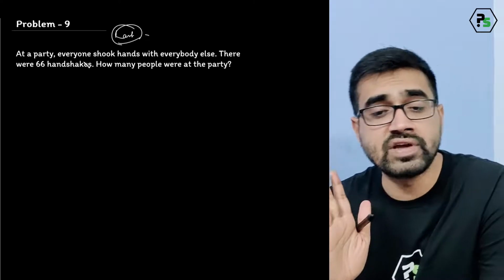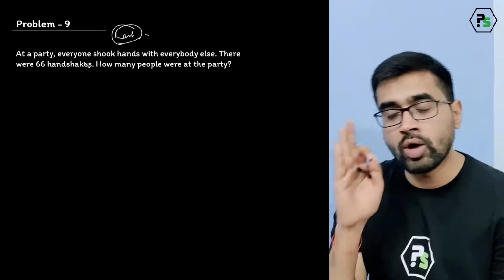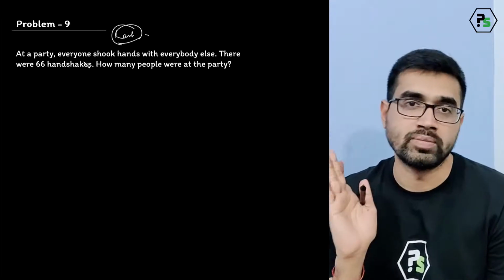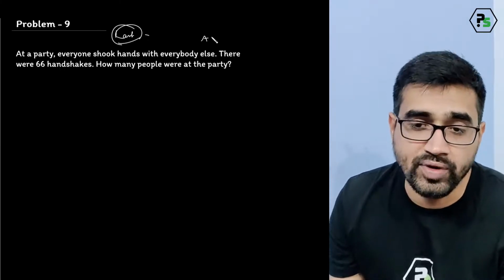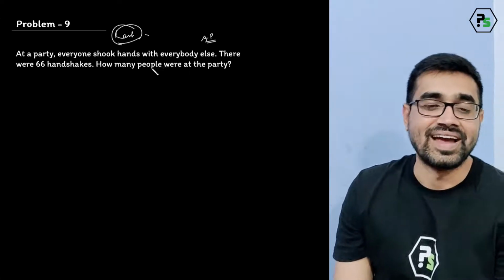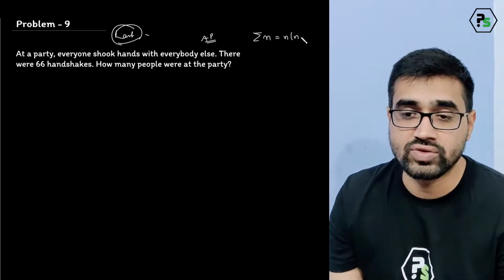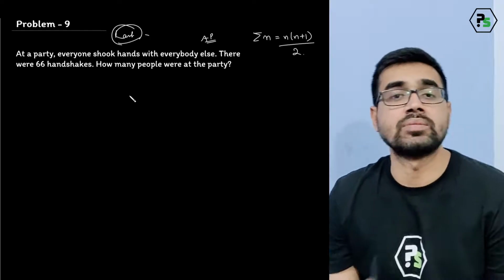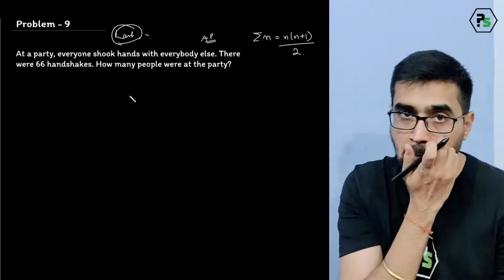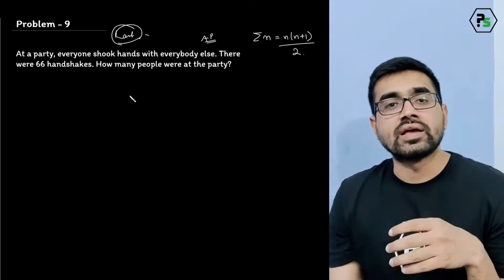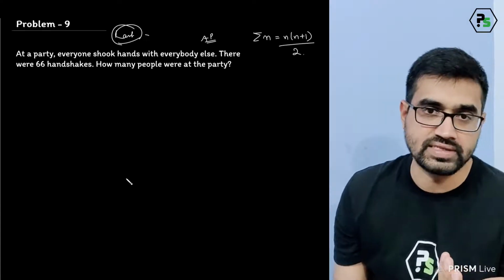At a party, everyone shook hands with everybody else. Now this question can be done using combination and even without using combination. Trust me, you can use just arithmetic progression, or even not arithmetic progression, the sigma n series formula, and you can simplify this question. Or you can simplify this question using the combination. You know that no person will shake hands with himself. Pretty obvious, pretty simple, correct?